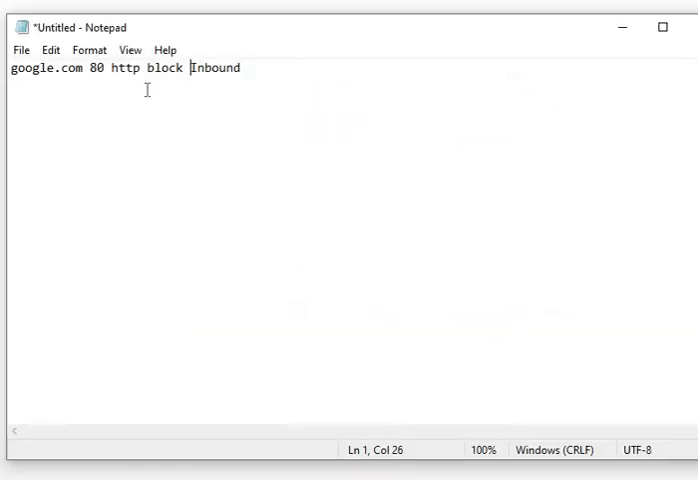Let's say I put block here. When I access google.com, that is outbound traffic. The traffic I'm sending to Google is allowed, but I'm blocking the traffic coming back from Google. Because what I have written is google.com at port number 80, if I get traffic from Google, I am blocking it. So ultimately you cannot access Google, because you are sending data to Google, but Google cannot send data back, because you are blocking Google over port number 80.